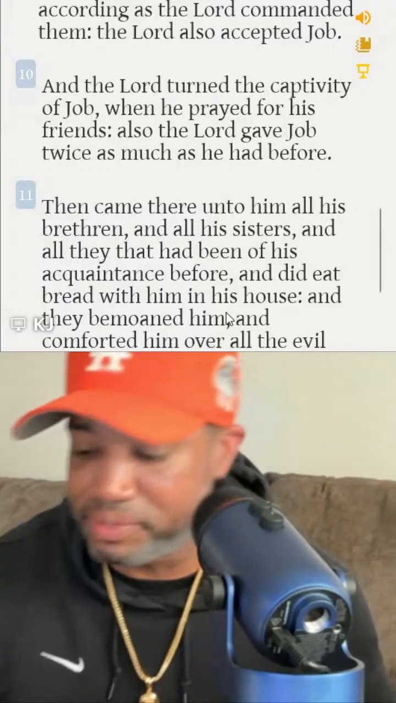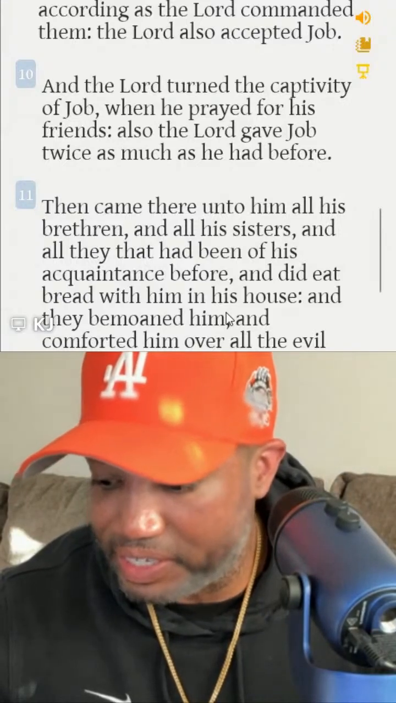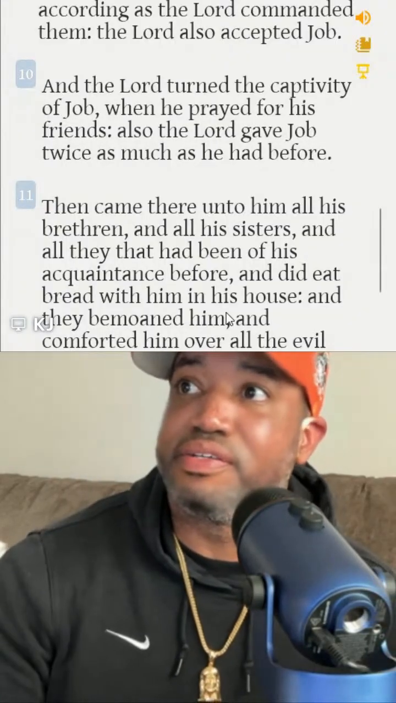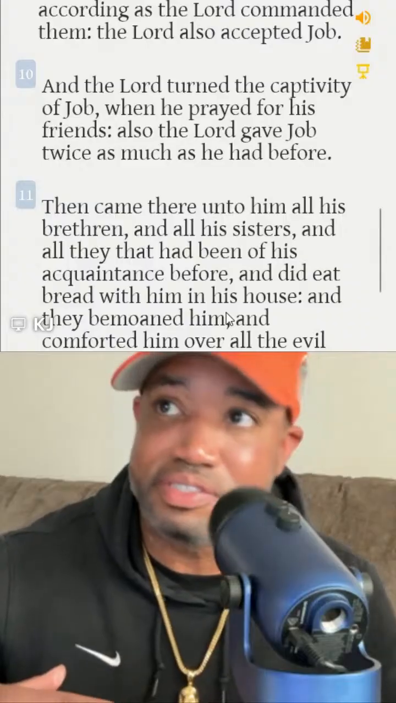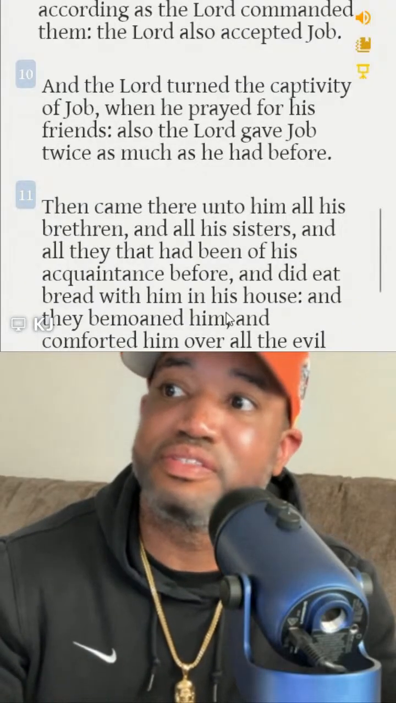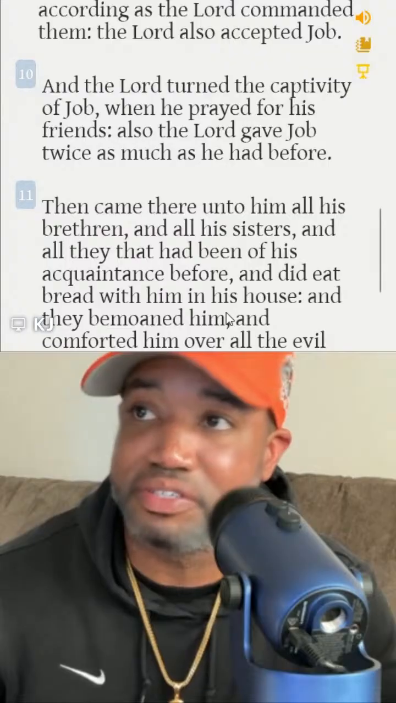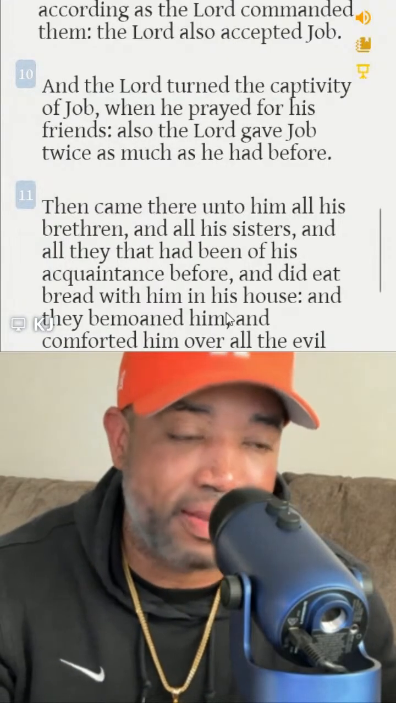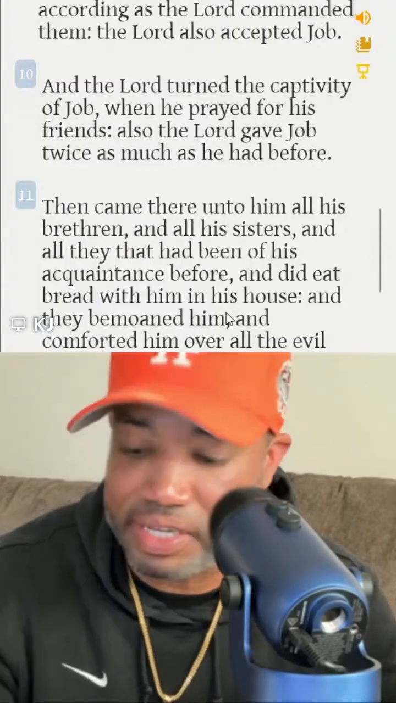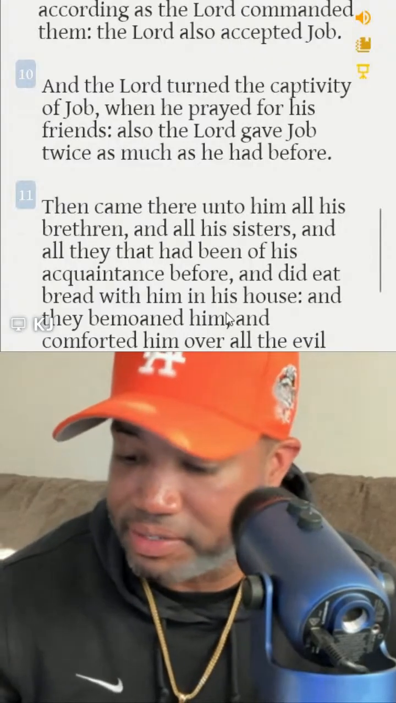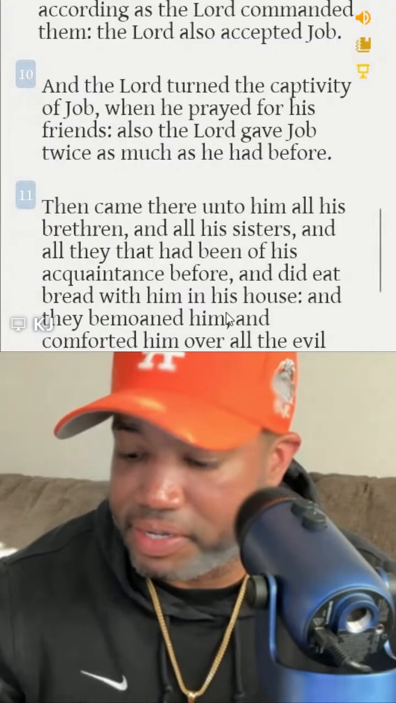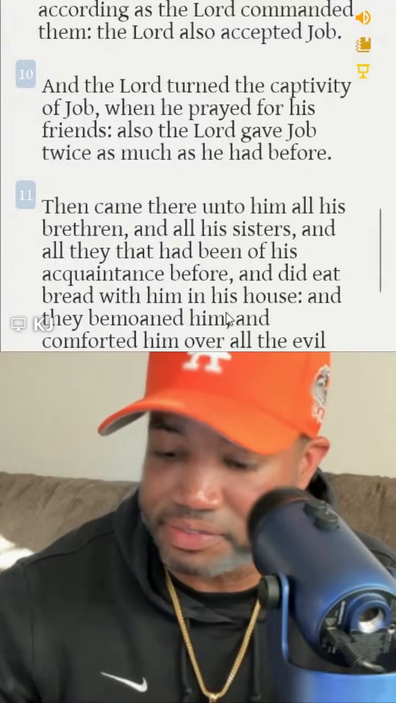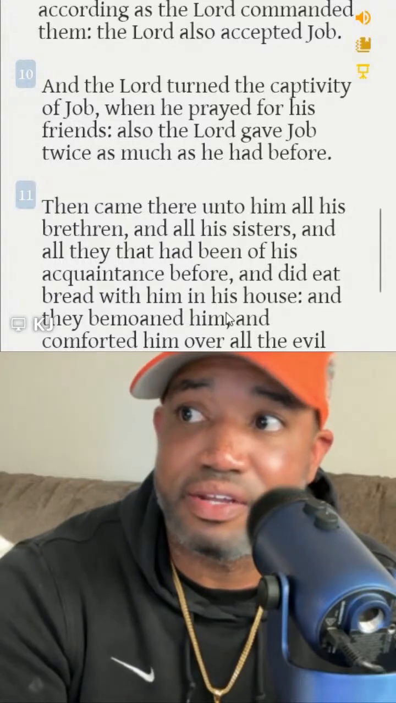I'm not going to go through all of these things, but God told the friends what they needed to bring, because God's wrath was turned up against them. They had said all these things to Job and accused him, saying that he couldn't be righteous, or God wouldn't have done these things to him. So God was basically about to burn them up. But then Job prayed for his friends, as he did the offering for them, and that saved them.